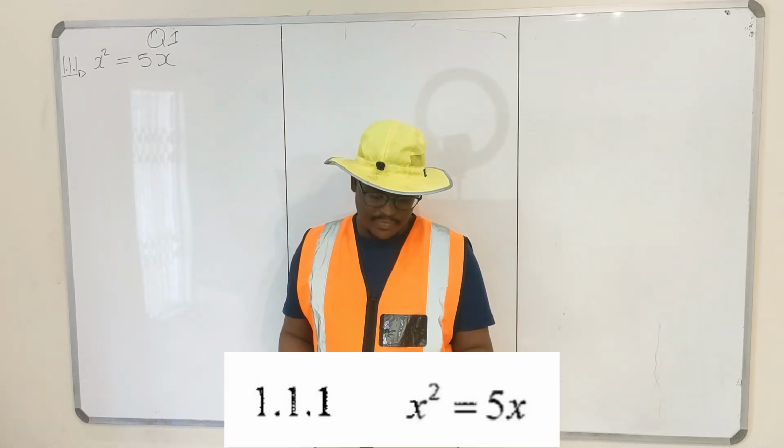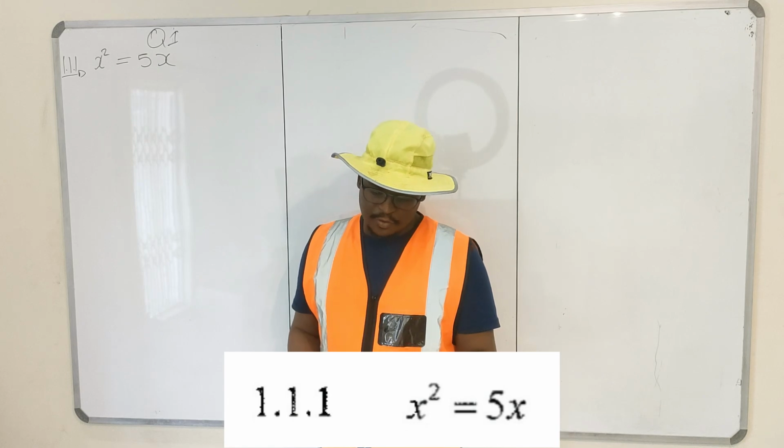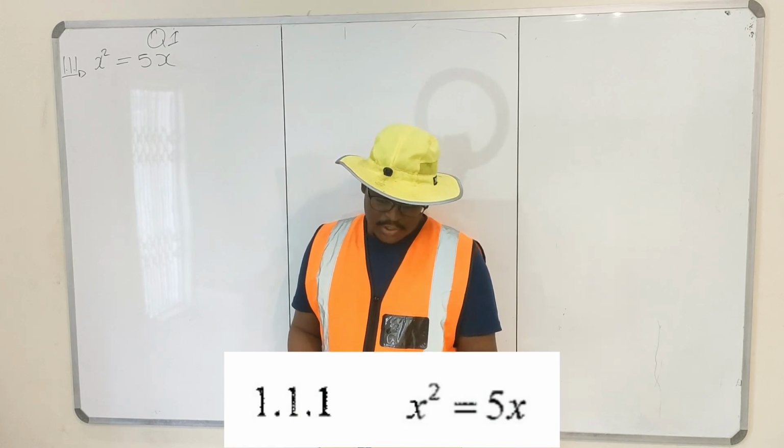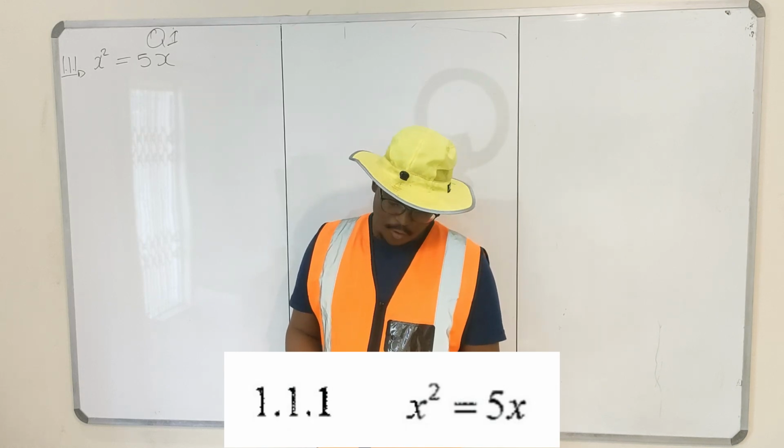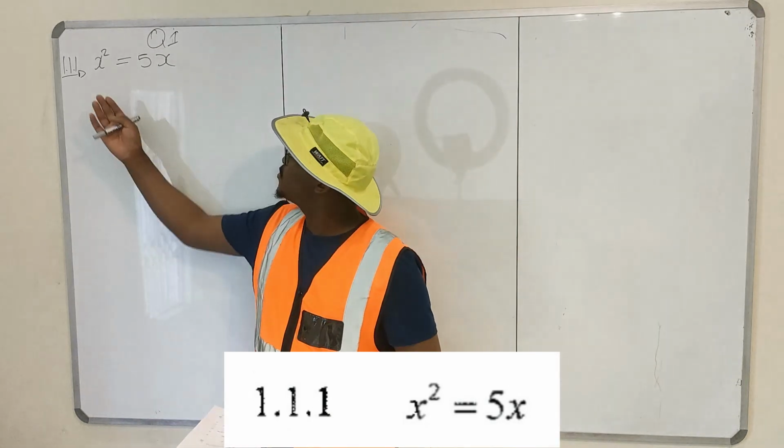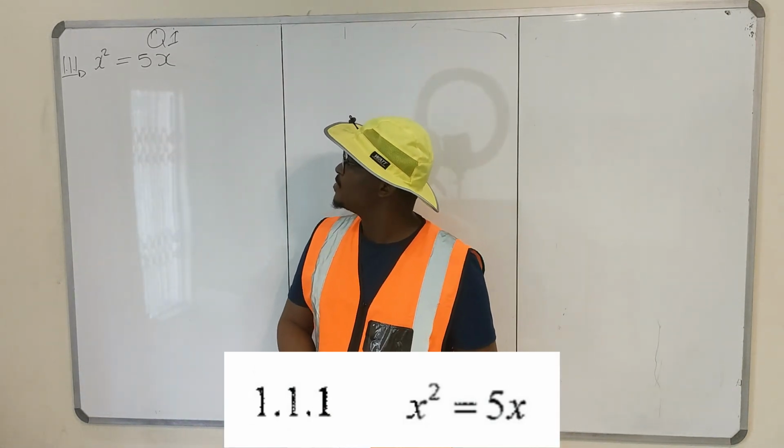So question 1.1 reads as follows: solve for x. You are given 4 equations here, from 1.1.1 to 1.1.4. So let's go. The first one is this one here. They're saying solve for x.